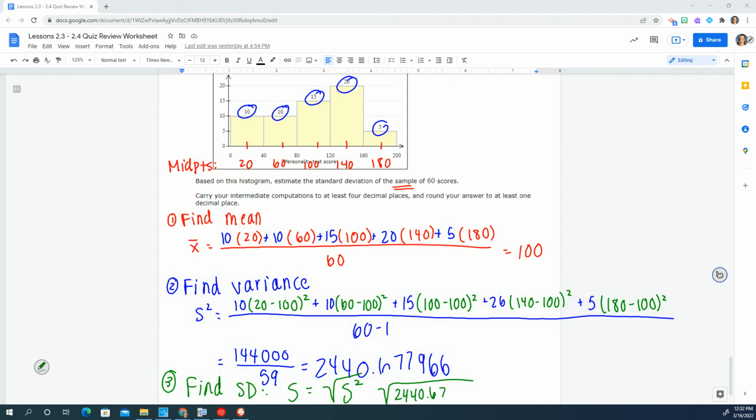All right. Sorry, being sloppy. I got about 49.4. So I'd round to at least 1.